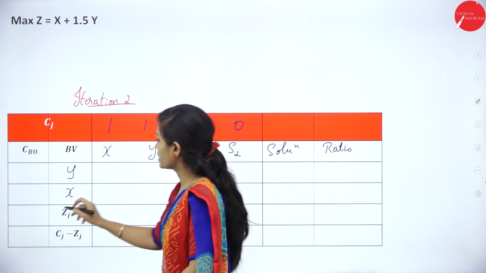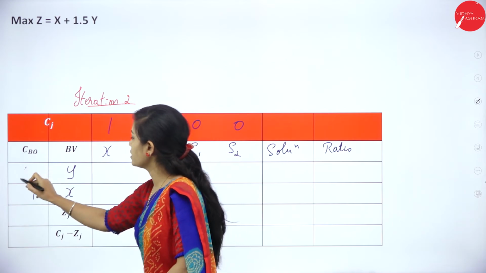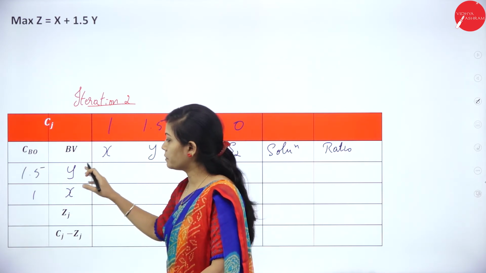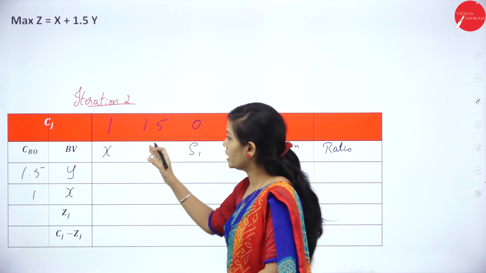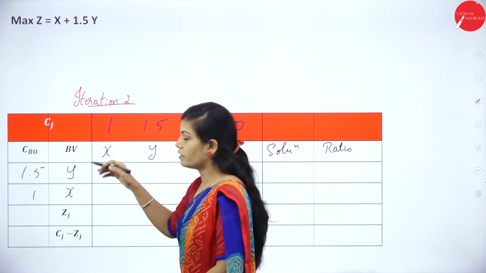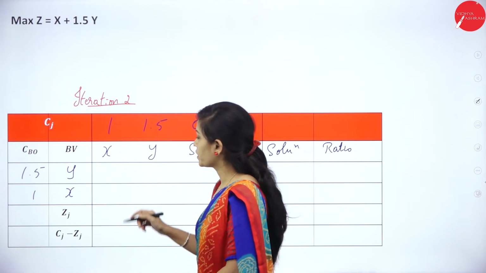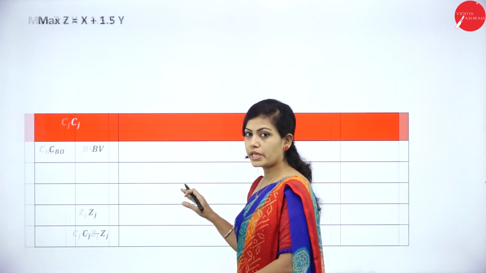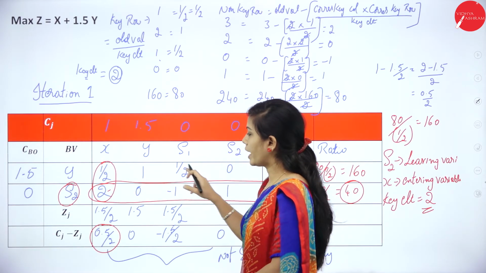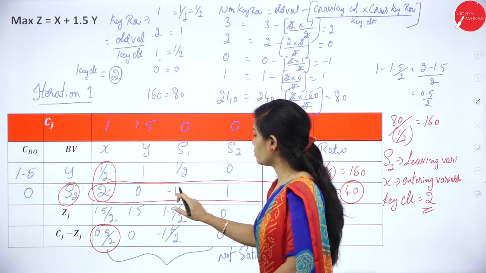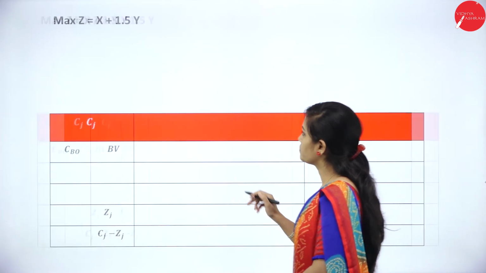The coefficient of x is 1 and the coefficient of y is 1.5. If you get both the variables in this step, definitely you will get the final answer in iteration 2. So the entering variable is x and the leaving variable is s2, which is discarded. Now you have to find the new values using the key row and non-key row. First list the key row: 2, 0, minus 1, 1 and 80.